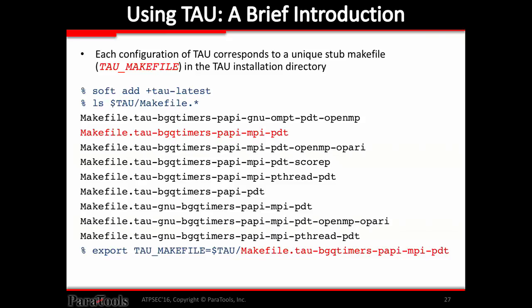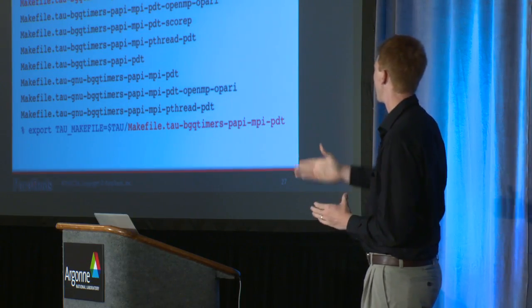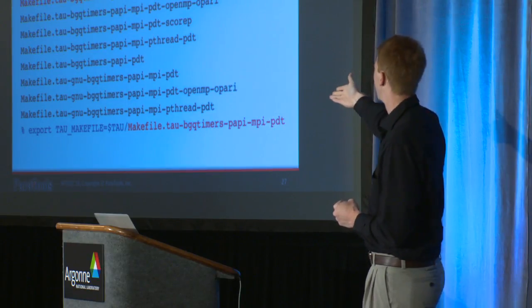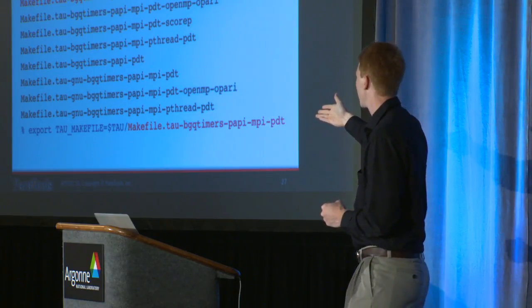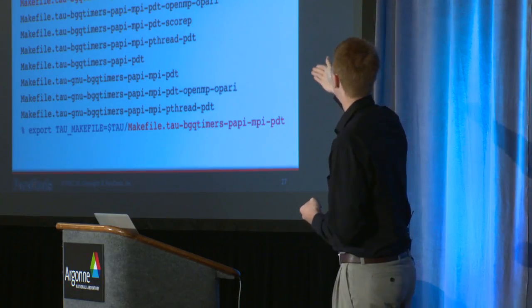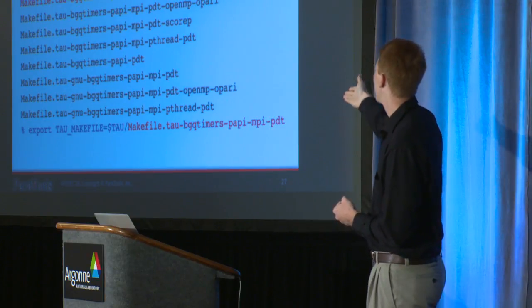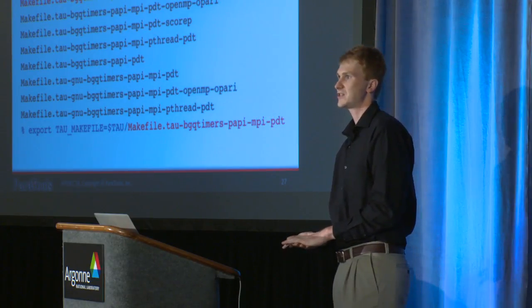So you're just going to have to try a few and kind of work it out. Work with me on the hands-on, and I'll show you exactly what each one of these tags means. Some of them are pretty obvious, right? If you look at the bottom makefile, we're probably using GNU compilers. We're going to use BlueJeanQ timers to do the measurement. PAPI, I don't know what that means, but I'll tell you it means hardware performance counters. MPI, okay, that's obvious. pthreads, well, I guess my code uses pthreads. And then PDT means source-based instrumentation.